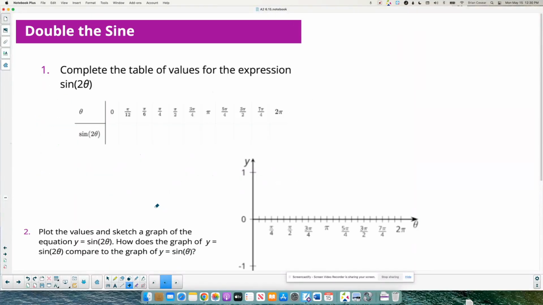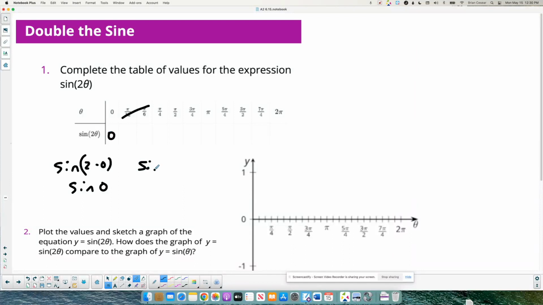All right, next thing, complete the table of values for the expression sine of 2 theta. So here are my angles. I'm going to eliminate these two right here just to make it easier. So sine of 2 times 0. Well, that's the sine of 0. You should know on the unit circle the sine of 0 is 0.